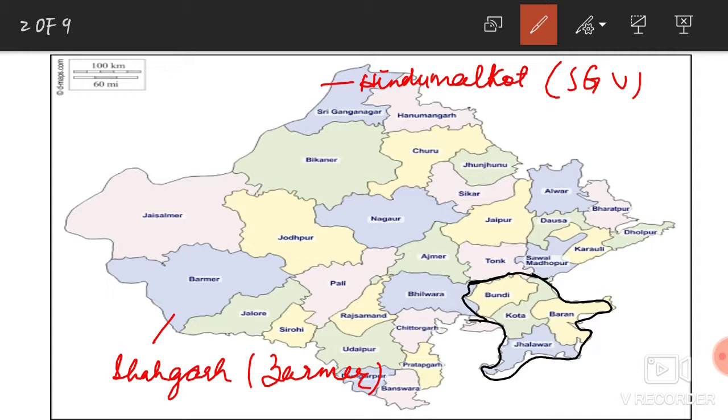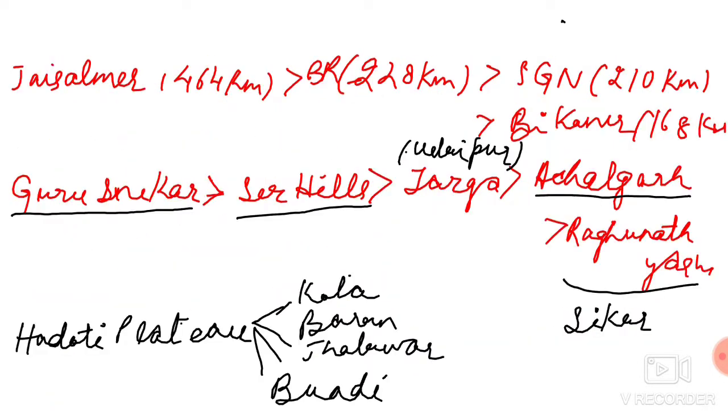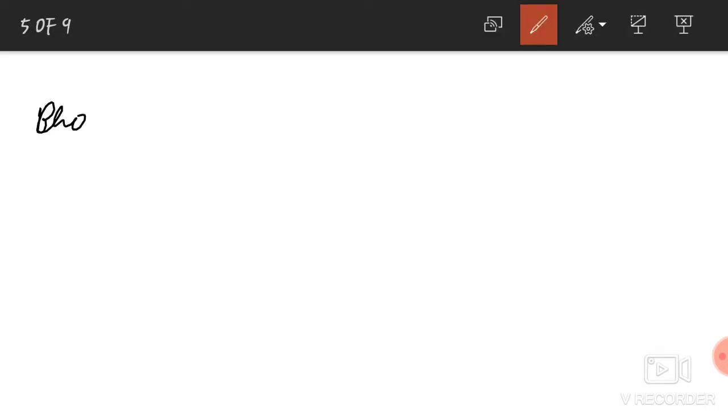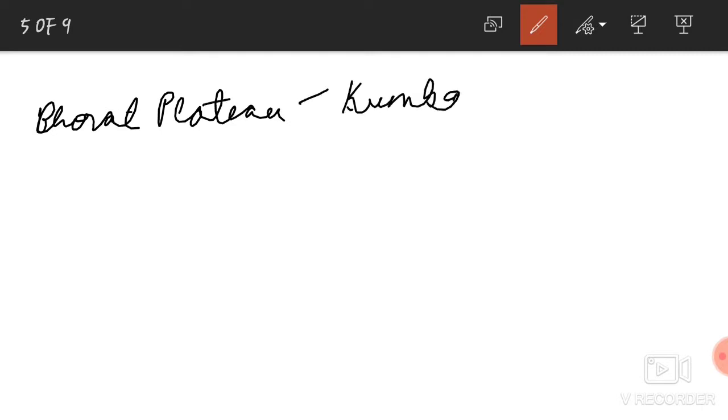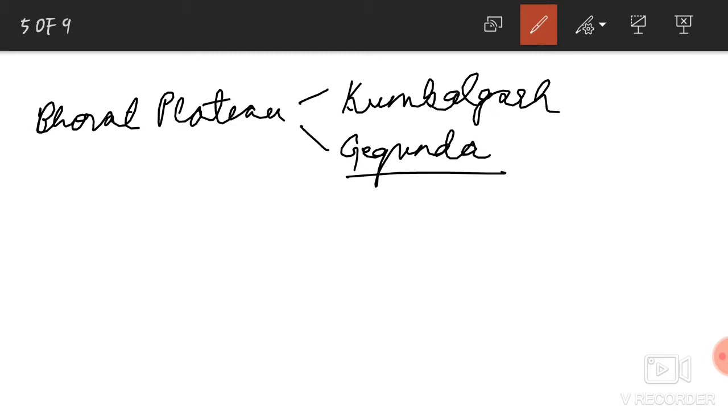And one more plateau is the Bhorat Plateau. The Bhorat Plateau doesn't comprise districts. It includes Kumbhalgarh and Gogunda. So these were the facts regarding the geographical introduction of Rajasthan.